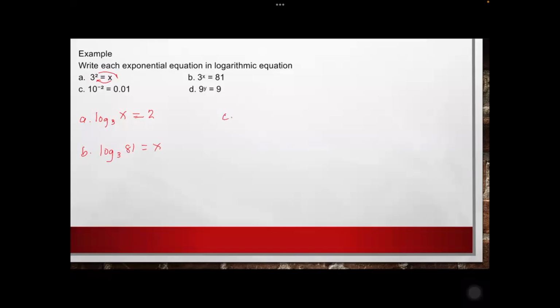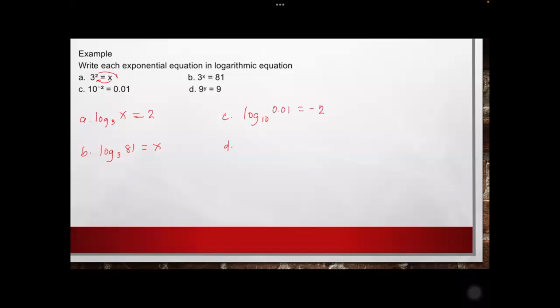Then, letter C. I'd like to try to answer the letter C. We have 10 raised to negative 2 is equal to 0.01. Logarithm of 0.01. What is your base? The base is 10 po. 10. Tapos 0.01 is equal to negative 2 po. It's negative 2.